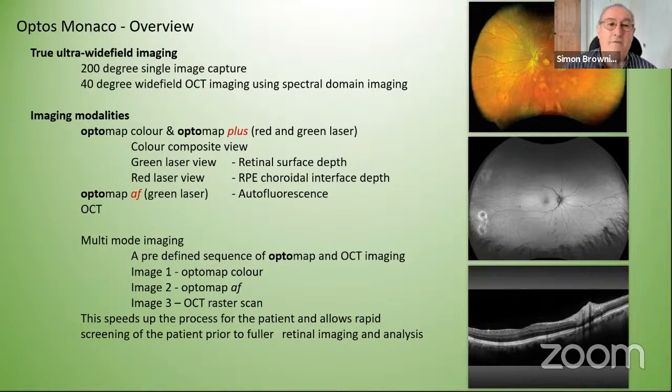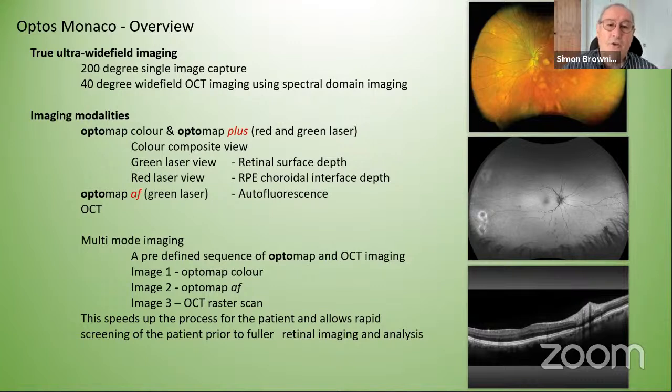We've got a 200-degree image capture in one single image, and a 40-degree wide field OCT built into the system as well. This OCT is using spectral domain imaging. And you've got your modalities there. You've got the Optomap with Optomap Plus software, giving you a composite color image, as you can see on the right there. And you've got your autofluorescent image, and more about that as we go. And you've got an OCT built in there as well.